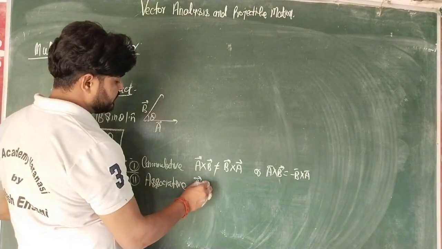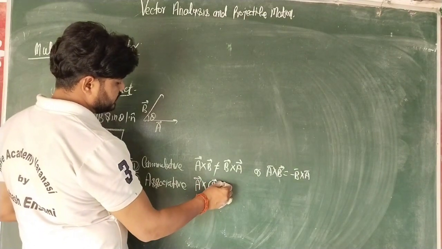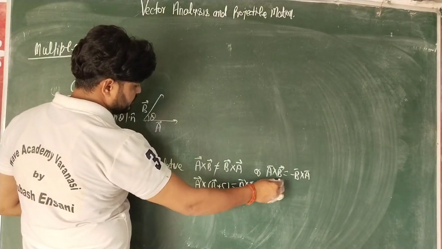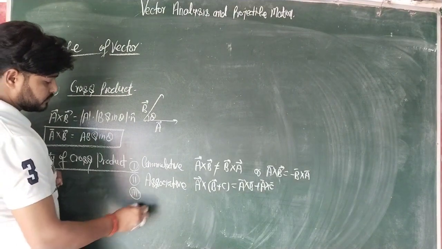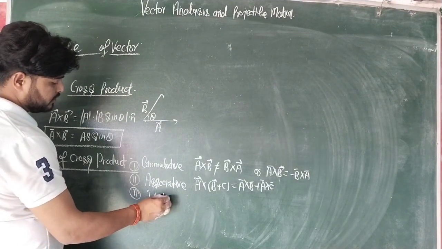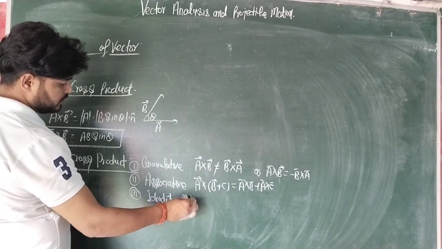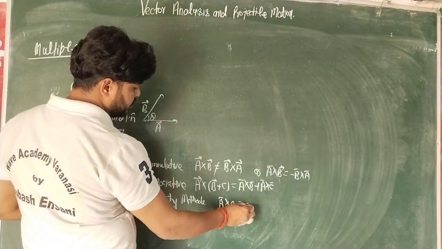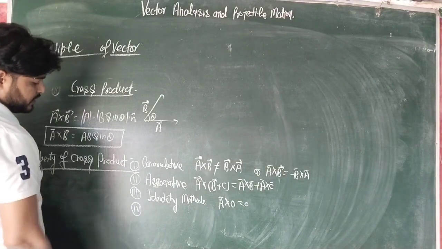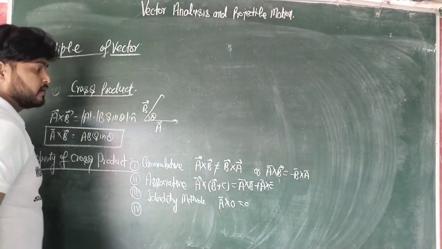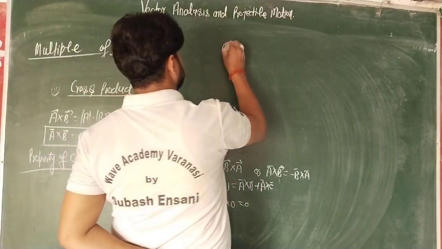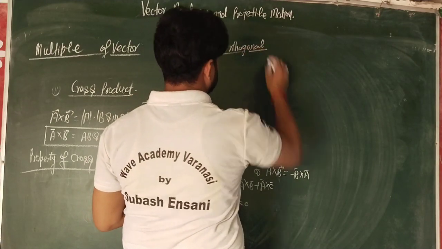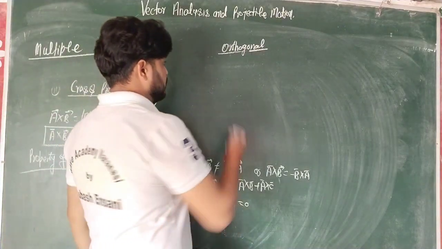The associative property does follow for the cross product. We can write A cross (B plus C) equal to A cross B plus A cross C. Third is the identity property: vector A cross 0 is equal to 0. And most important, orthogonal vectors. In every competitive examination, orthogonal vectors are most important.